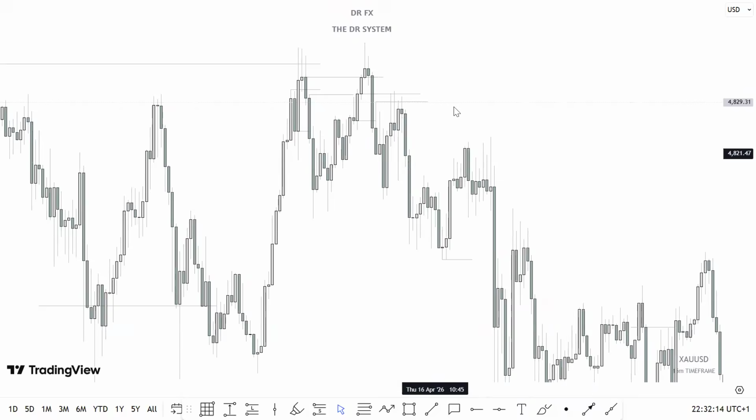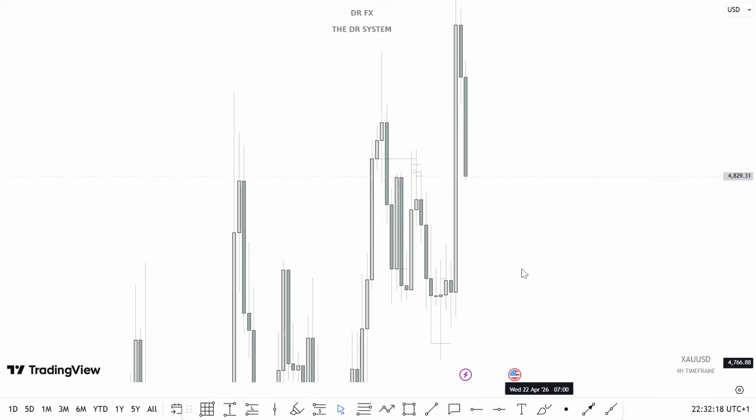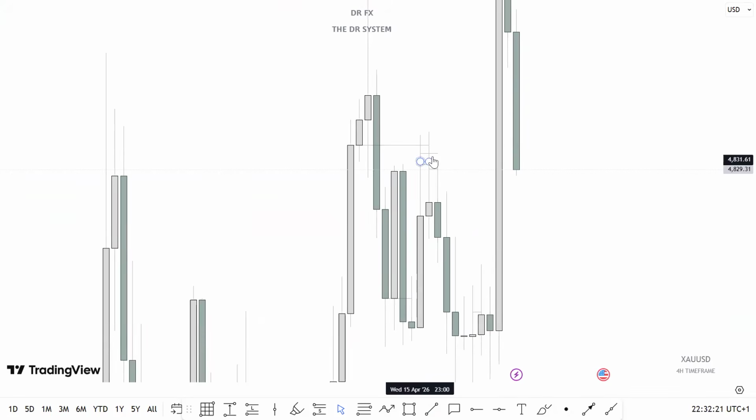Let me check the H4. This trade makes a lot of sense, bro. What the heck? What was I doing when gold did all this? Yeah, can you see that? Market gave you all these entries, still dropping down, still dropping down.